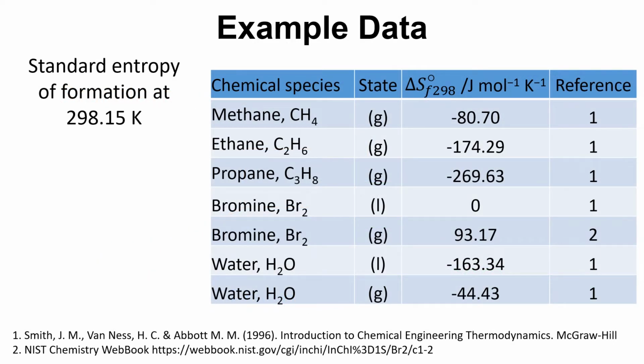Okay, here's some example data for different chemical species. We've got the state of those chemical species, and then we've got some values for the standard entropy of formation at 298 Kelvin. So these values are all at 298.15 Kelvin. If I just draw your attention for a moment to bromine, that is a liquid under standard conditions. So if we want the value for bromine gas, it's slightly different. So bromine liquid is the standard state, so the entropy of formation is 0. Bromine gas is not the standard state, so it's non-zero for its value.